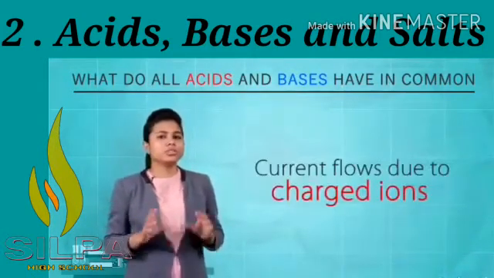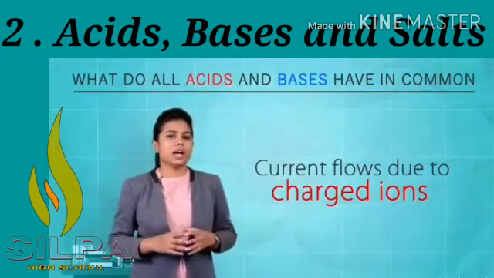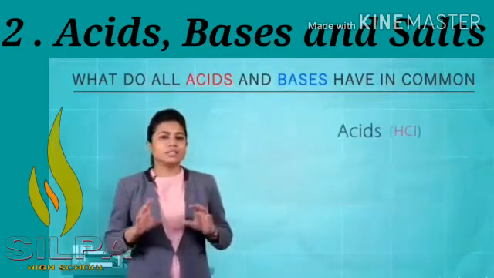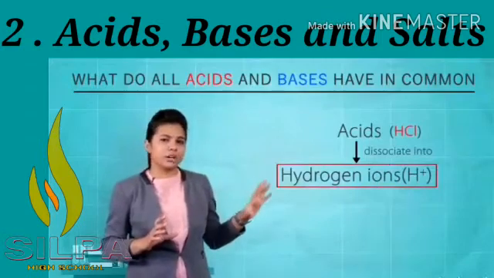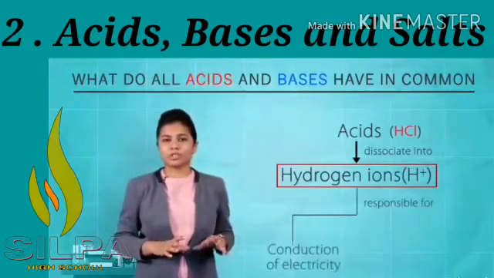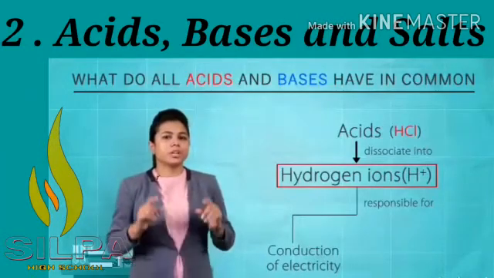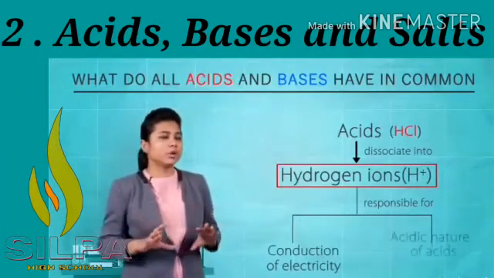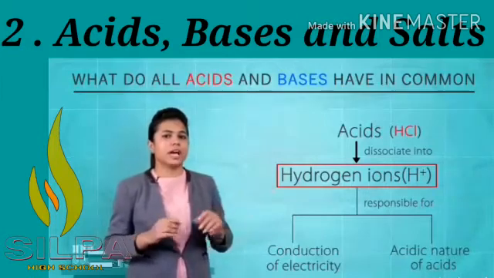The current flows due to the charged particles or the ions. Now the acid dissociates into a cation, which is hydrogen ions. Now these hydrogen ions are also responsible for the electric current. Now these hydrogen ions are only responsible for the acidic nature of the acids.